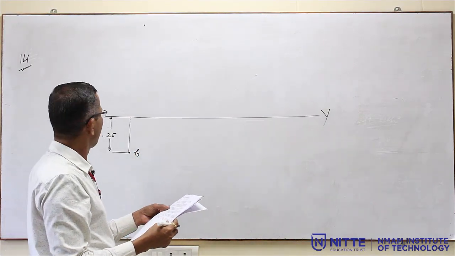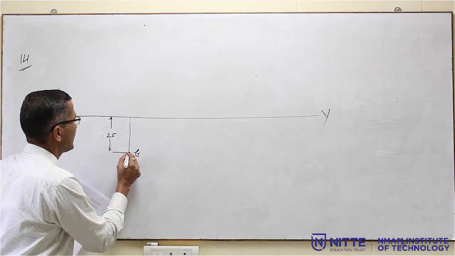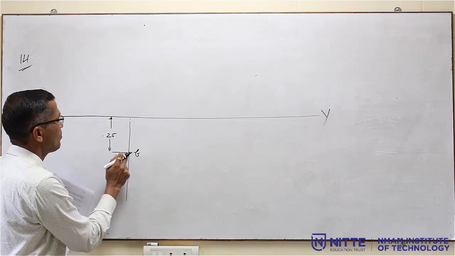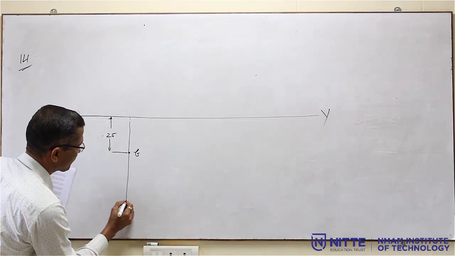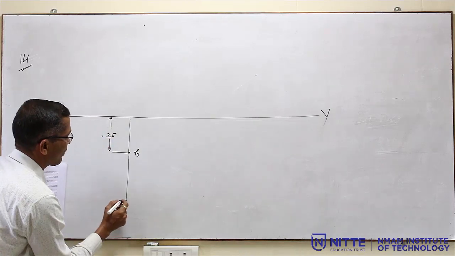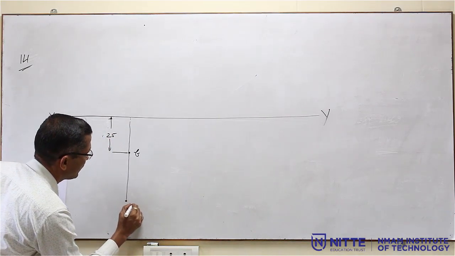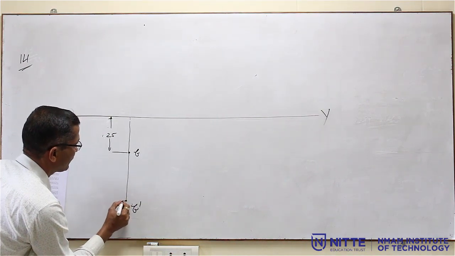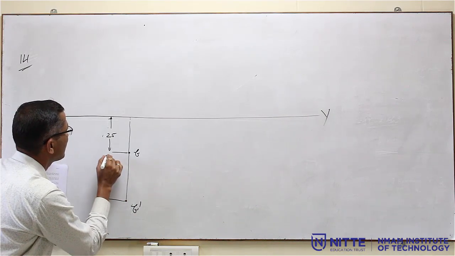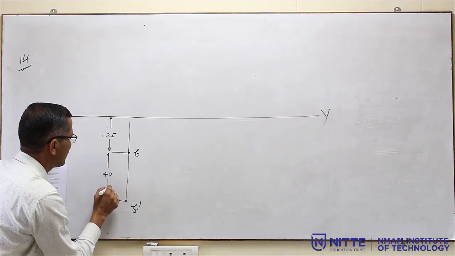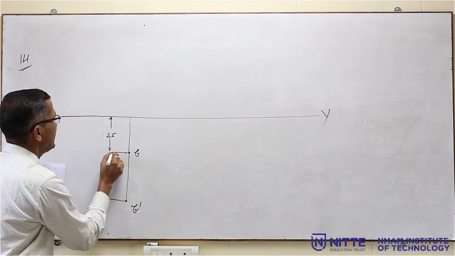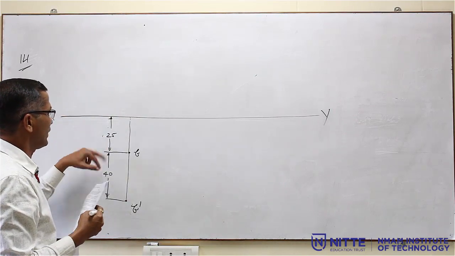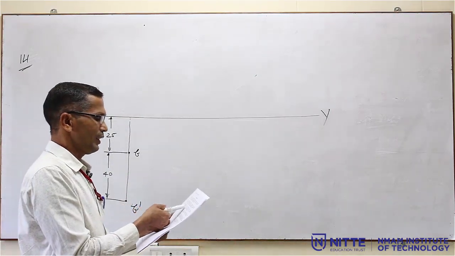Then where is the front view, B dash? It is also below the xy line, but at a distance, how much distance you have to measure? From here to here it is 40 mm, or from xy line it will be 65. So, this point is B dash. Now, you can see the difference. This is 65, this is 25. So, 25 and 65 make the difference, it is 40 mm. So, that is what the sentence says.